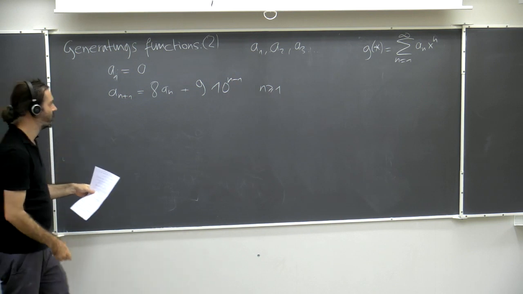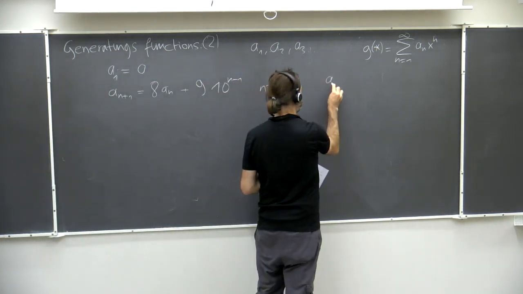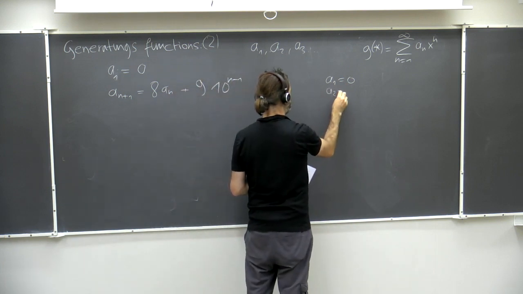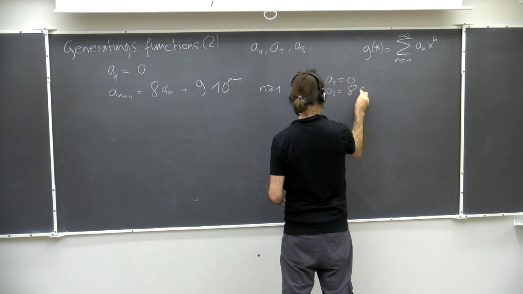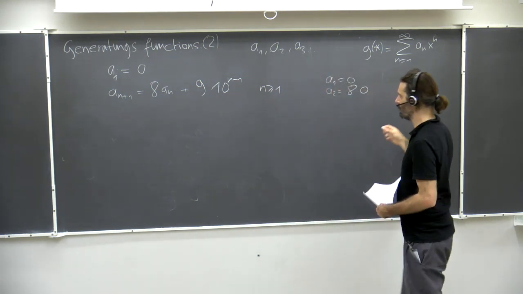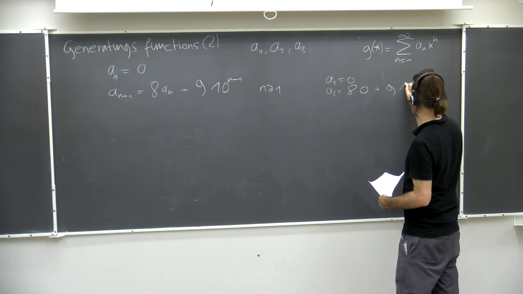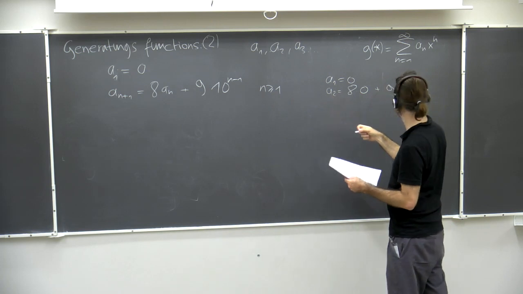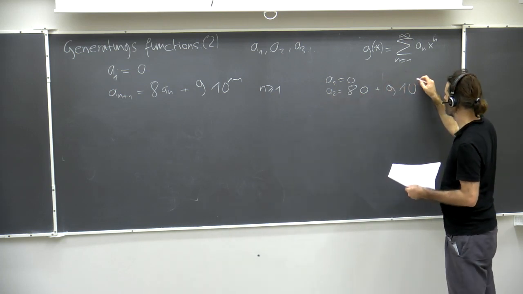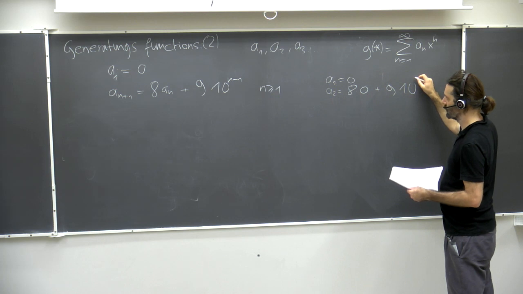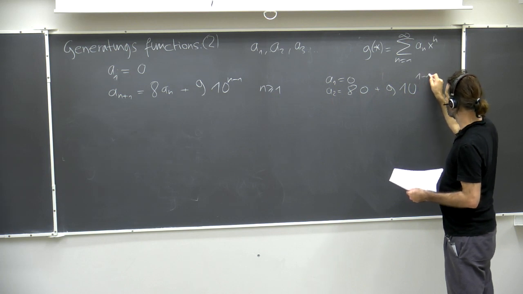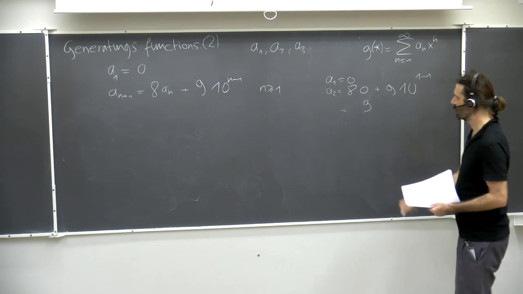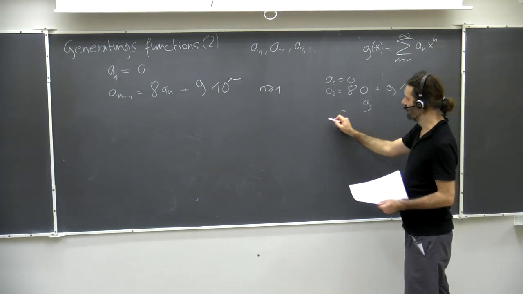So let's check if we have a1 equal to 0. Then we can also compute a2, which would be 8 times a1, and then 9 times 10 to the power, and you have to check, 2 minus 1, 1 minus 1, 0 in the exponent, and this evaluates to 9. And the same way you can compute a3, etc.